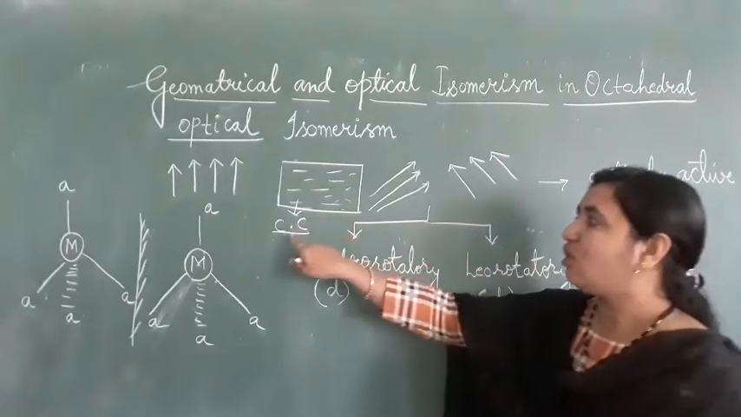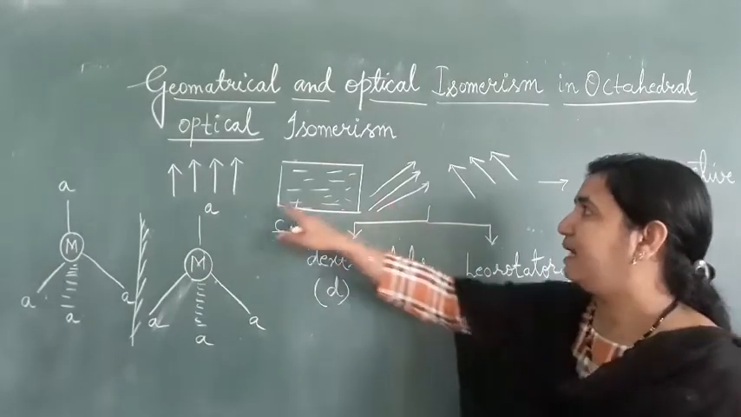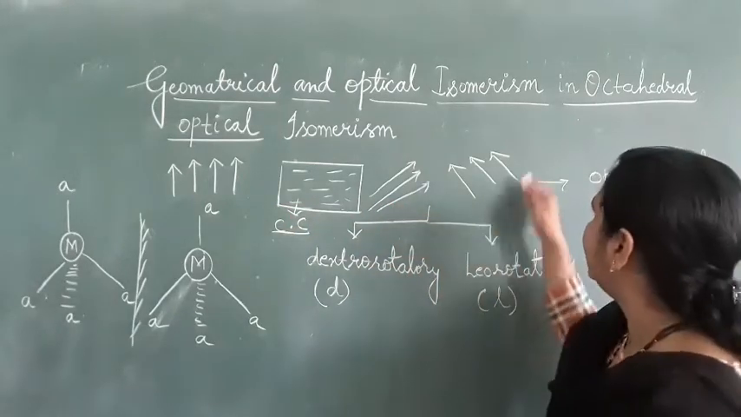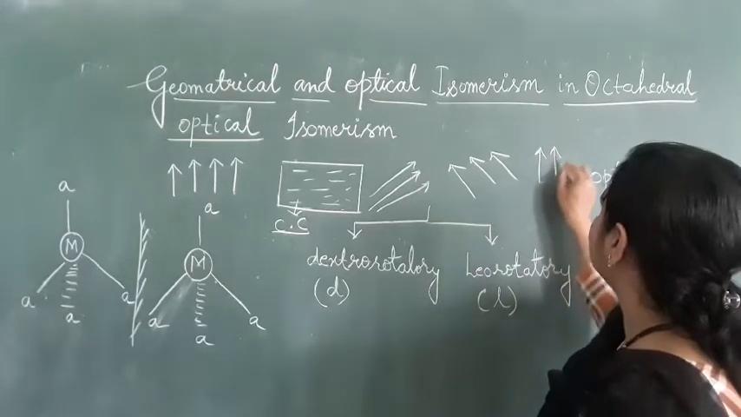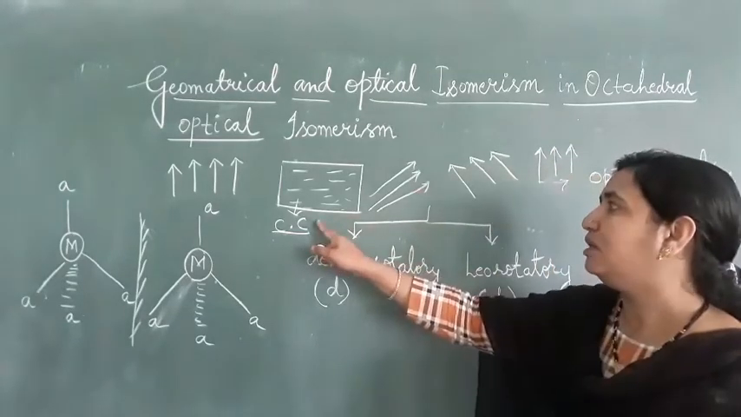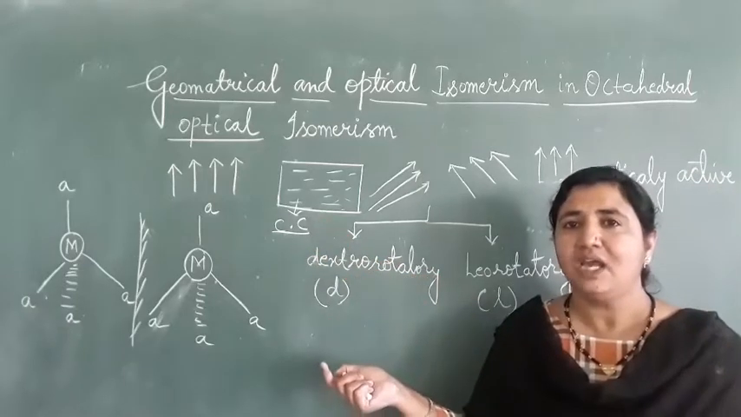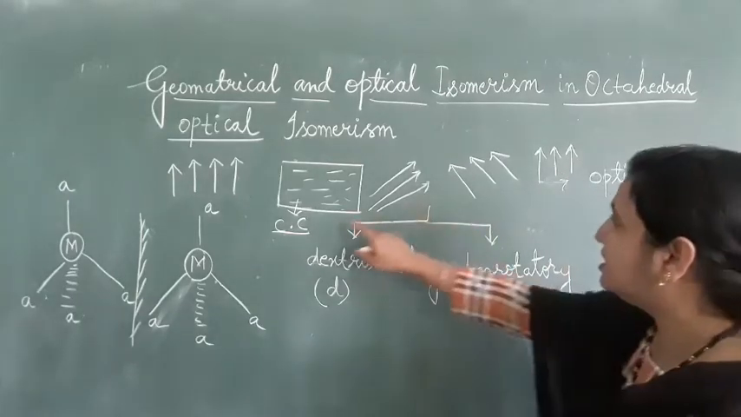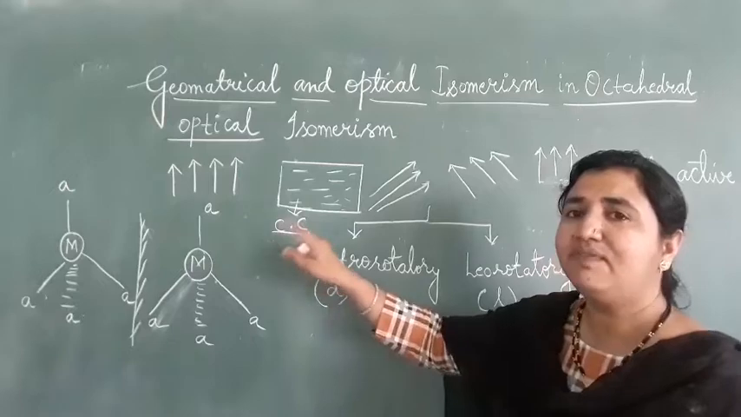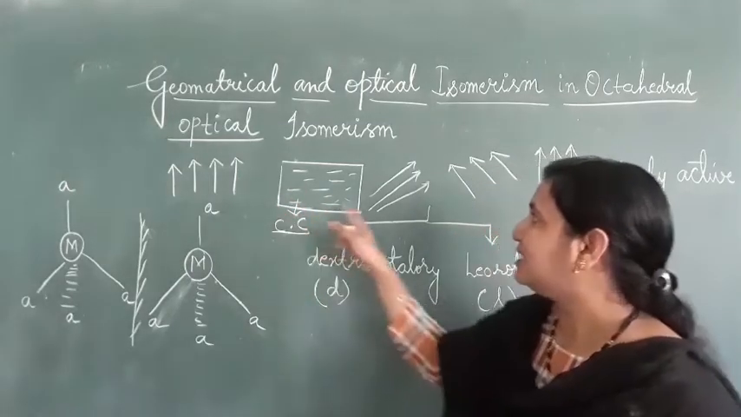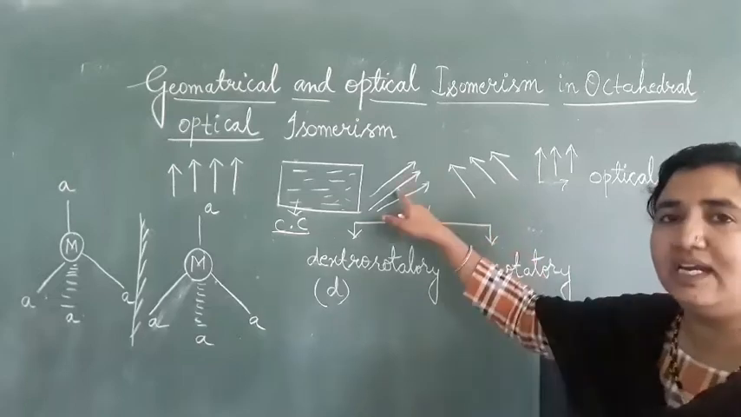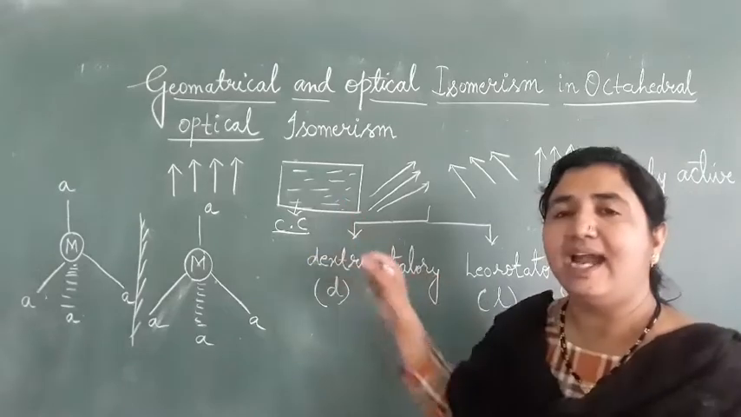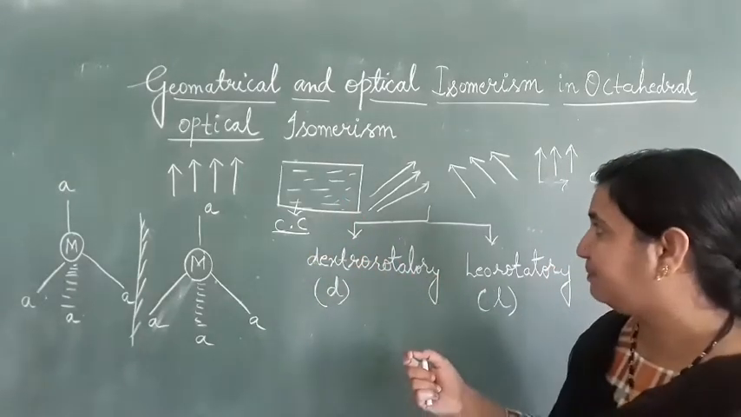And if this complex compound does not rotate the plane polarized light either to the right direction or to the left direction, if it remains as it is, then this complex compound does not show any optical activity and does not exhibit any optical isomerism. So this compound is optically active here if it rotates the plane polarized light either to the right side or to the left side, then this complex compound shows optical activity and exhibits optical isomerism.